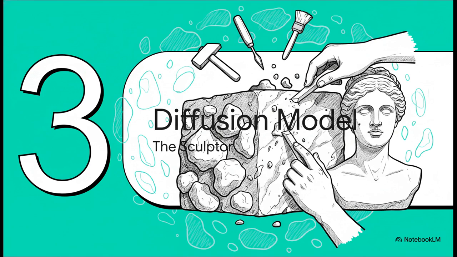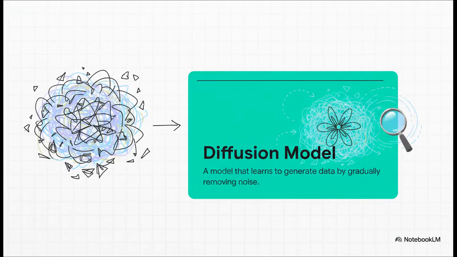I like to think of this one as a master sculptor who starts with just a block of pure noise and slowly, carefully carves out a masterpiece. The concept here is beautifully elegant. See, instead of trying to create a perfect image from scratch all in one shot, a diffusion model learns a much simpler task: how to clean up an image. It literally just learns how to remove noise one tiny step at a time.